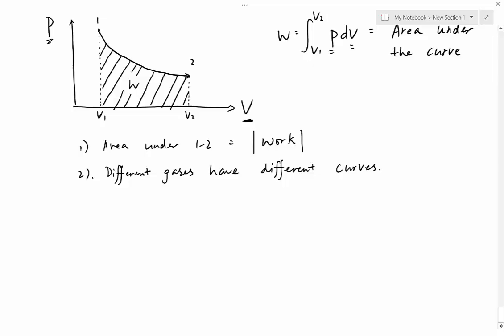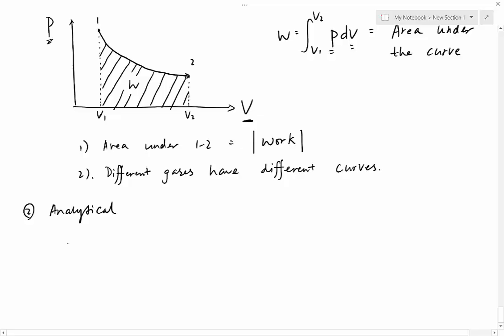What's the downside of this method? I can visualize it, but is there any way I can calculate the work? Or can I calculate the area under the curve? That's not possible from this method. Why? Because this is an irregular shape. There's no way I can easily find out the area. So that is the downside. I can visualize it, but I cannot calculate it. And that's why we need to use the second method, which is the analytical method.